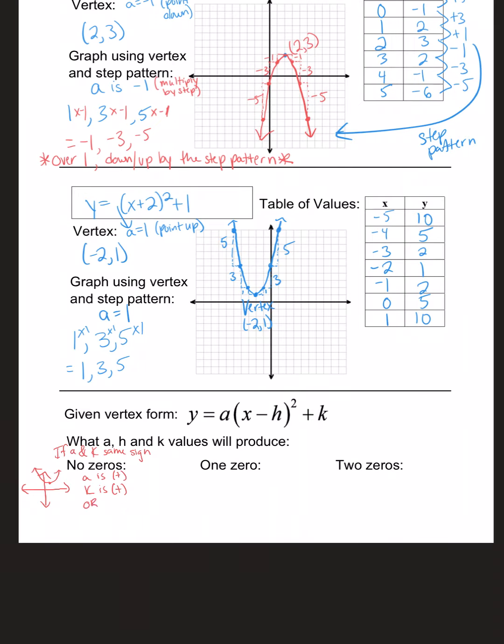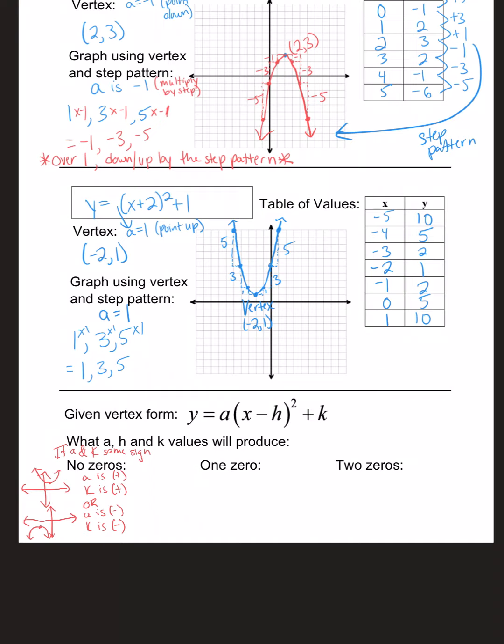Or the same is going to be true if both of them are negative. So if a is negative and k is negative, right? If we take a look at what that sketch is going to look like. Again, if k is negative, it's going to be somewhere below my x-axis. So it could be somewhere down here. And then a tells us it's going to open down. So same idea, it's never going to actually cross the x-axis, so there's no zeros in that case.